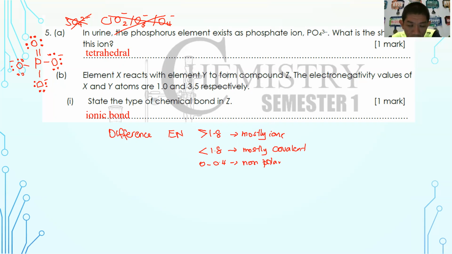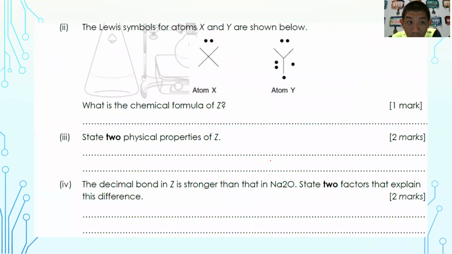So very obviously, the difference between 1.0 and 3.5 is 2.5, so it is an ionic bond. The Lewis symbols of atom X and Y are shown below. This is how X and Y look. So what is the chemical formula of Z? Looking here, X is group 2 and Y is group 16, so you form XY.